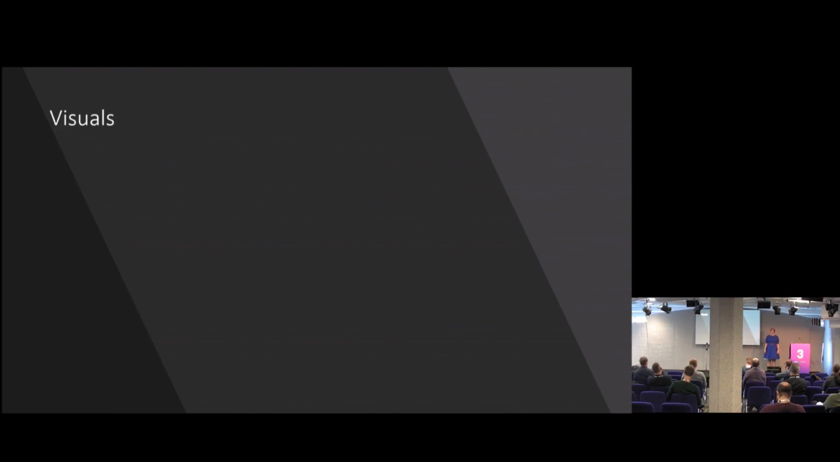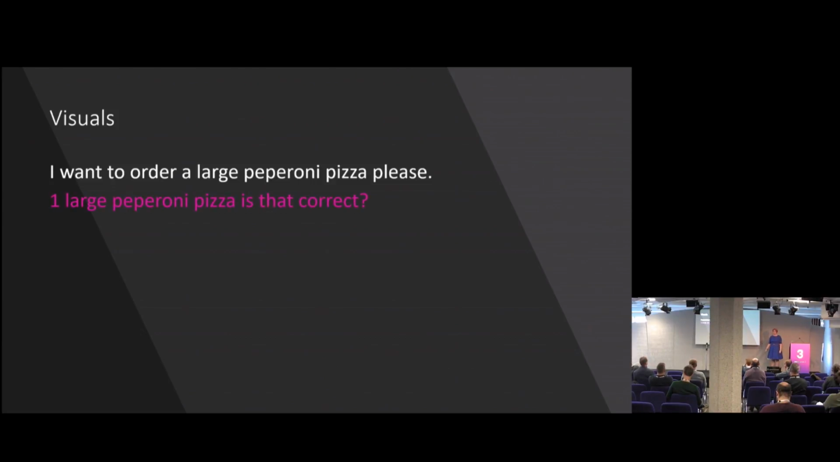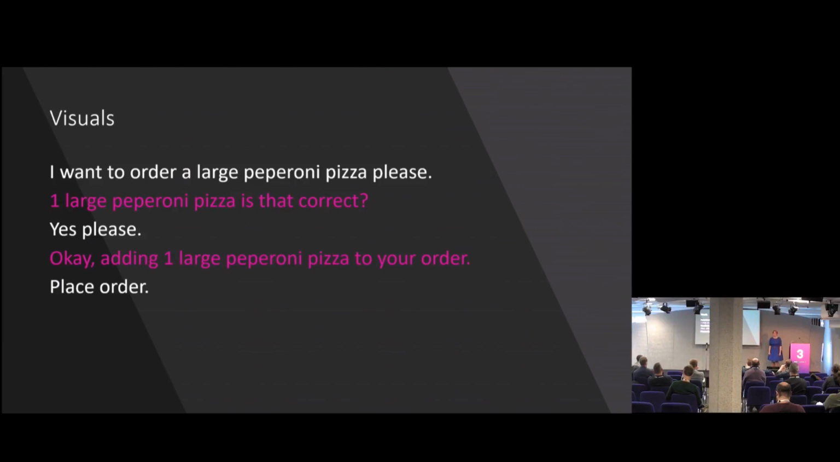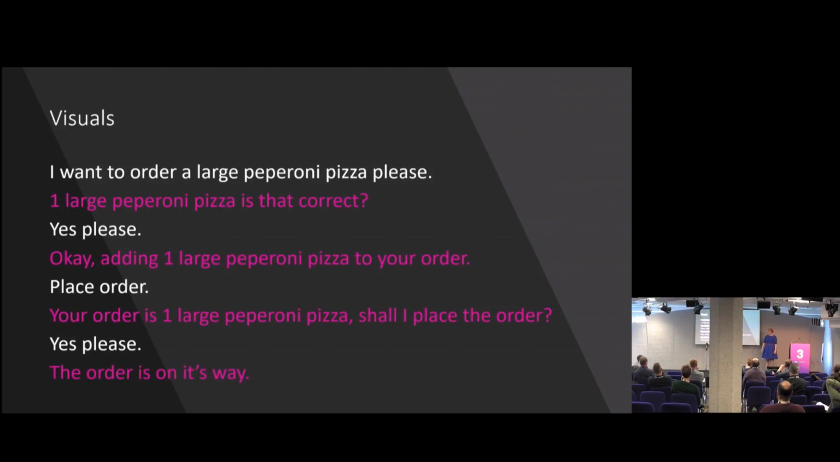So let's say we are ordering a pizza with the help of a voice interface, okay? So I say, I want to order a large pepperoni pizza, please. And they say, 1 large pepperoni pizza, is that correct? Yes. Okay, adding 1 large pepperoni pizza to your order. Your order is 1 large pepperoni pizza. Shall I place the order? Yes. Now I'm really hungry, right? And the order is on its way. And this is basically how it goes today.